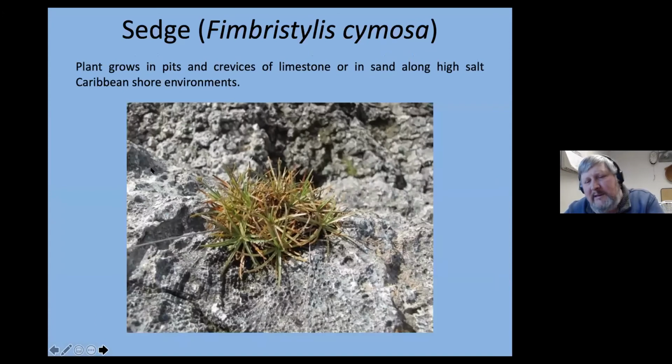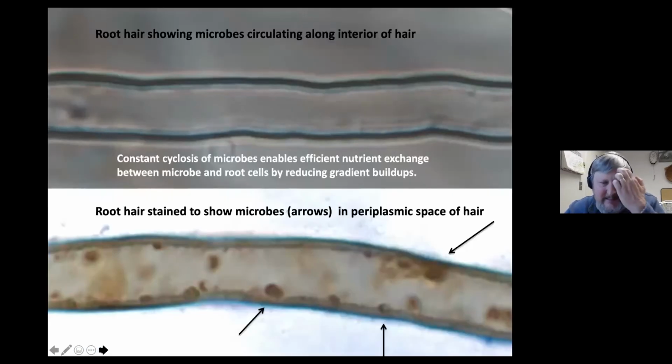Okay, so this is one of the plants that we examined to study the Rhizophagy cycle. This is a little sedge, and the sedge grows in the limestone formations on the island of Bonaire. This sedge grows on these rocks in little pits. It doesn't have much soil, maybe a little sand, but what it does have is a lot of these microbes. And we did experiments with these plants, and this is kind of cool.